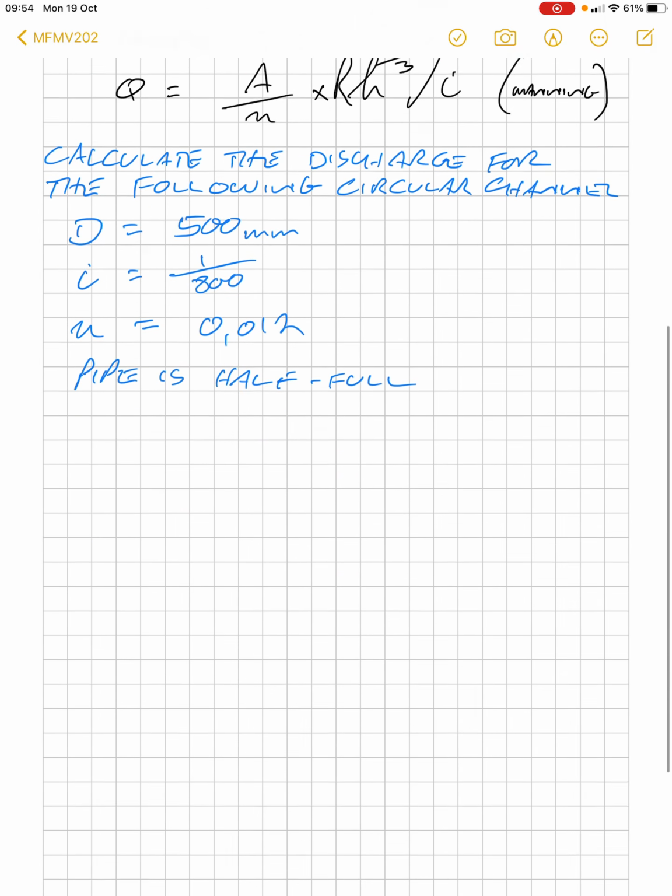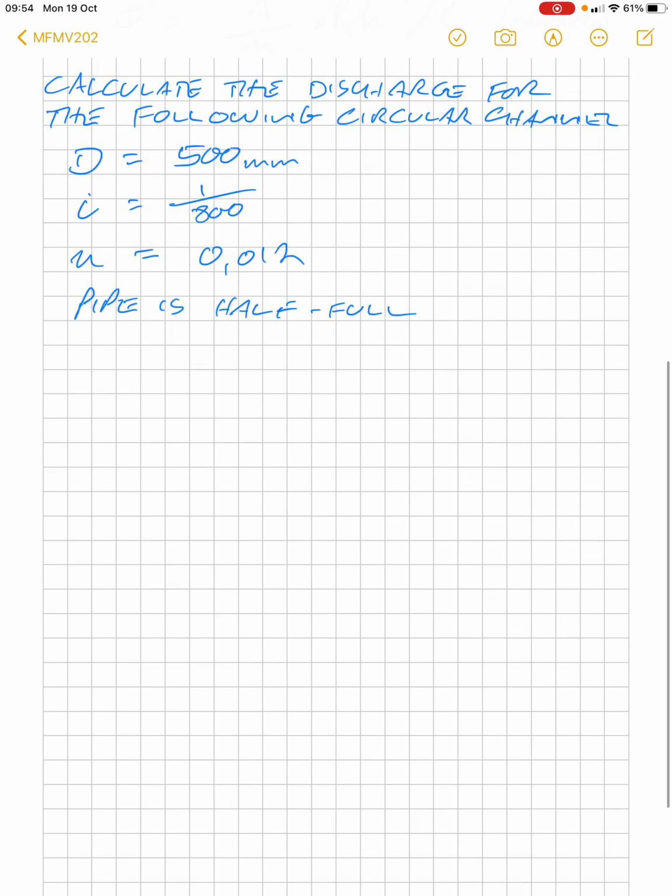Right, let's have a look at an example. We're asked to calculate the discharge for the following circular channel. It has a diameter of 500 millimeters. The slope is 1 in 800. The Manning constant is 0,012, and the pipe is half full.